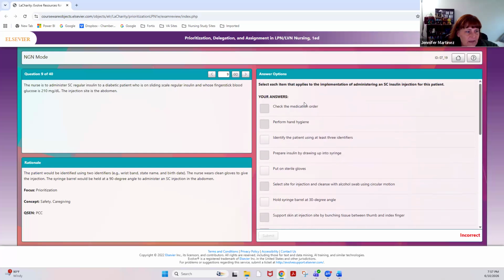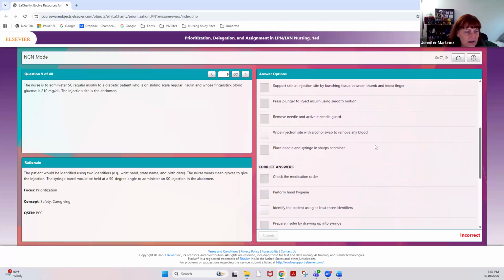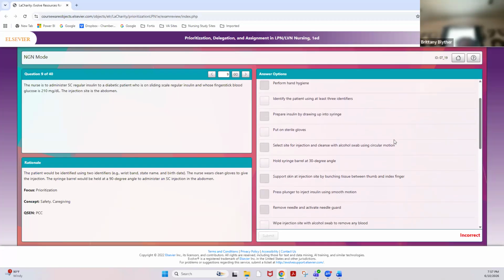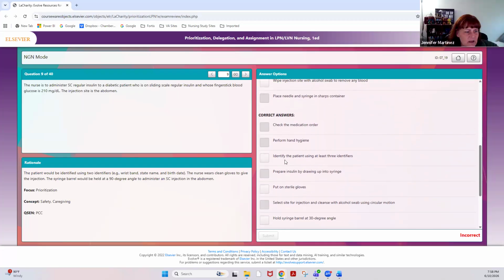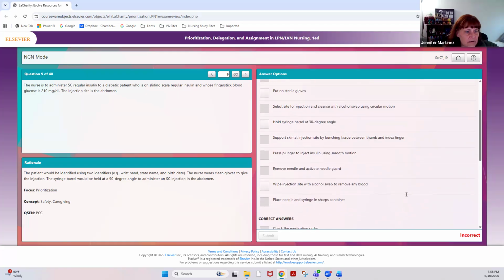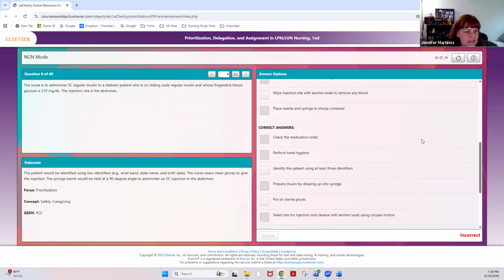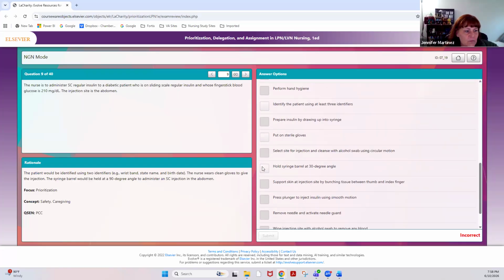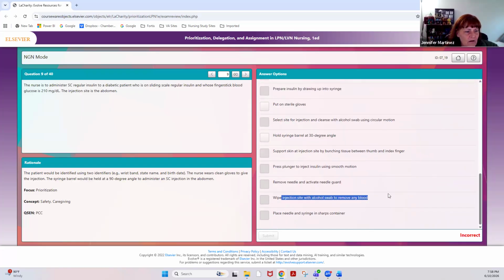All right, let's go back. We got the med. We got the hand hygiene. Prepare insulin. It's probably the insulin identifying part. No, because that's not. And then no sterile gloves. Select site. Support skin. Oh, we didn't do wipe with alcohol to remove any blood.